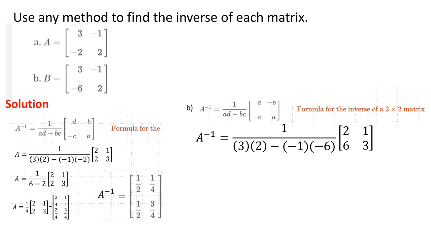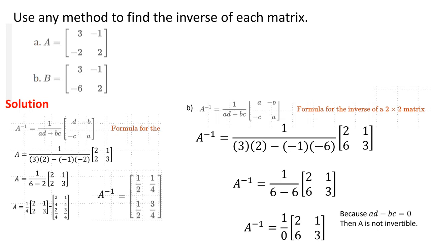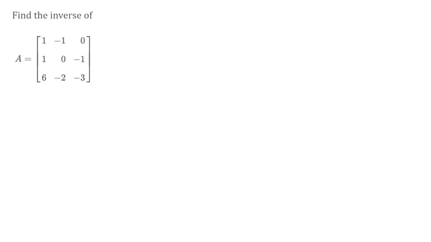Okay, so then the next one, B, the inverse of B, we're going to use the formula again. So we have 3 times 2 is 6, and -1 times -6. Then we switch the A and the D and switch the signs for 1 and 6. If we do the work here, 6 minus 6 is 0, but notice that we cannot divide 1 by 0. So whenever you have a 0 in the determinant, we say that the matrix is not invertible. In other words, it doesn't have an inverse. So then we can stop there.